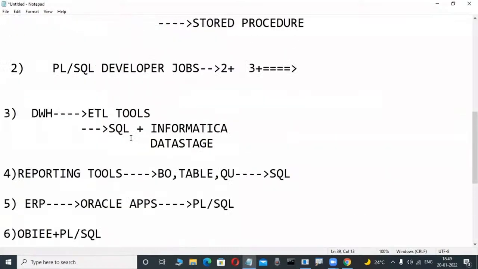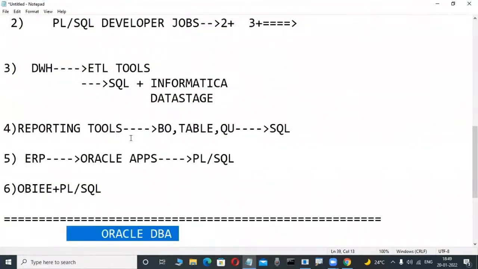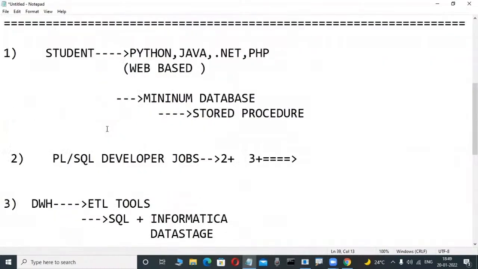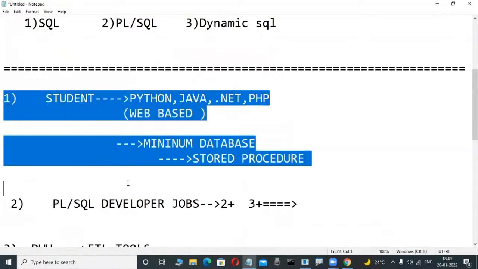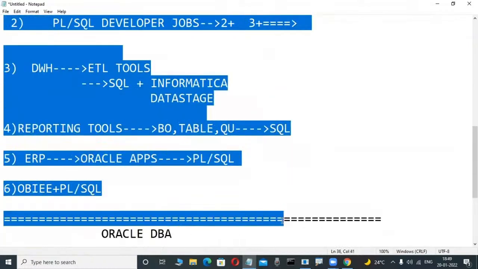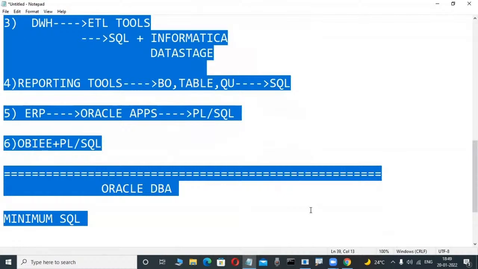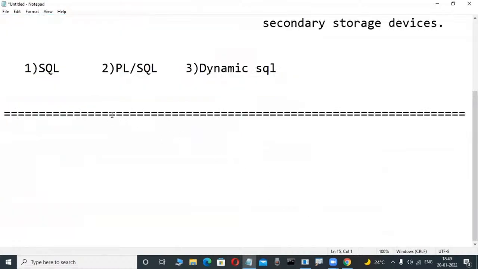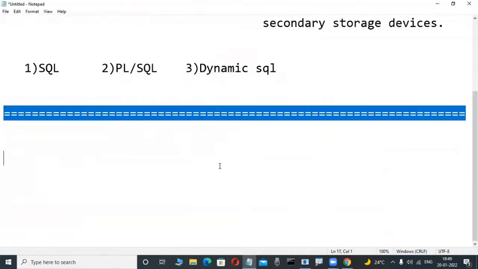Nowadays for Hadoop programmers and data science programmers, minimum basic knowledge of SQL is required. Somewhere it is PL/SQL, somewhere only SQL. That's why they learn these types of courses and apply for different types of jobs.